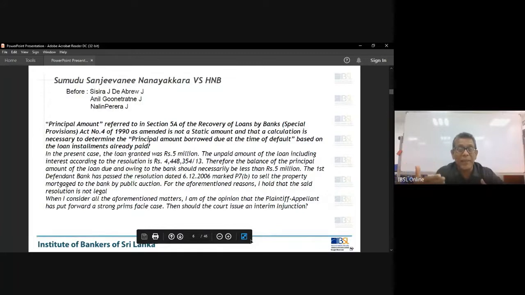The defendant bank passed the resolution on 6/12/2008 to execute the mortgage through public auction. So, considering all the aforementioned matters, the judge says, I am of the opinion that the plaintiff-appellant has put forward a strong prima facie case, and the court should issue an interim injunction stopping the mortgage sale of Sanjeeva's property.